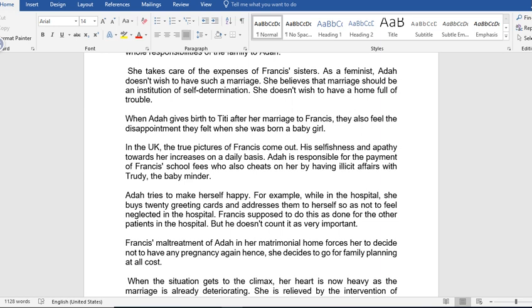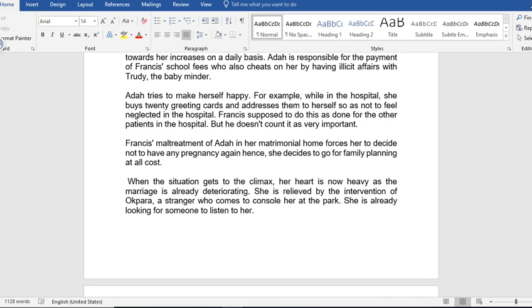Ada tries to make herself happy. For example, while in the hospital, she buys 20 greeting cards and addresses them to herself so as not to feel neglected in the hospital. Francis is supposed to do this as done by the other patients in the hospital, but he doesn't count it as very important. Francis' maltreatment of Ada in her matrimonial home forces her to decide not to have any pregnancy again. Hence, she decides to go for family planning at all costs.